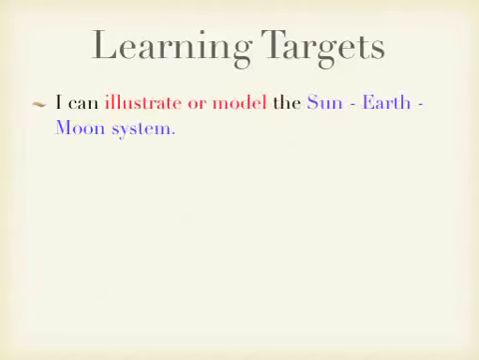The first learning target is that you can illustrate or model the Sun, Earth, Moon system. To illustrate or model, you need to do some sort of diagram. So you might draw the position of the Sun, Earth, and Moon relative to each other. You might draw the distance relative to each other. Or you might create a model out of clay or other materials.